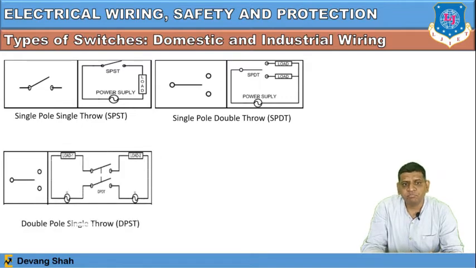In the same way, this is a double pole and a single throw. So the connection would be made with only one throw, but it has the double pole, meaning a double moving part of the switching, the moving part of the switch. That is the double pole single throw.